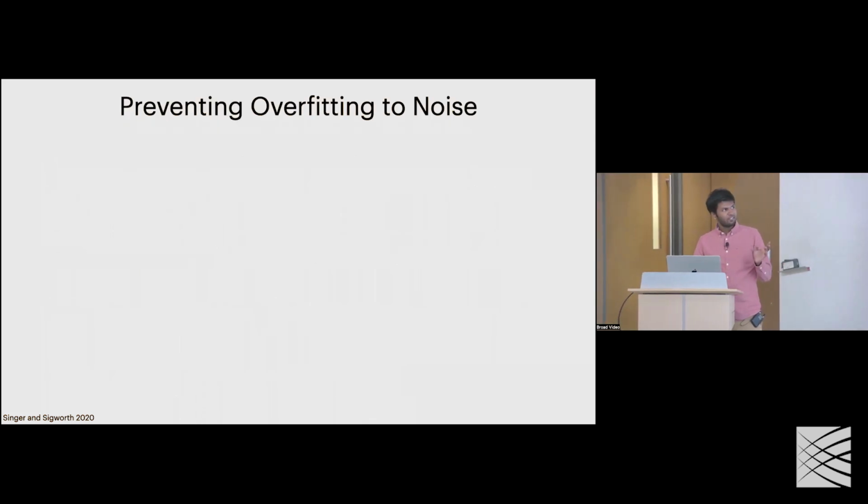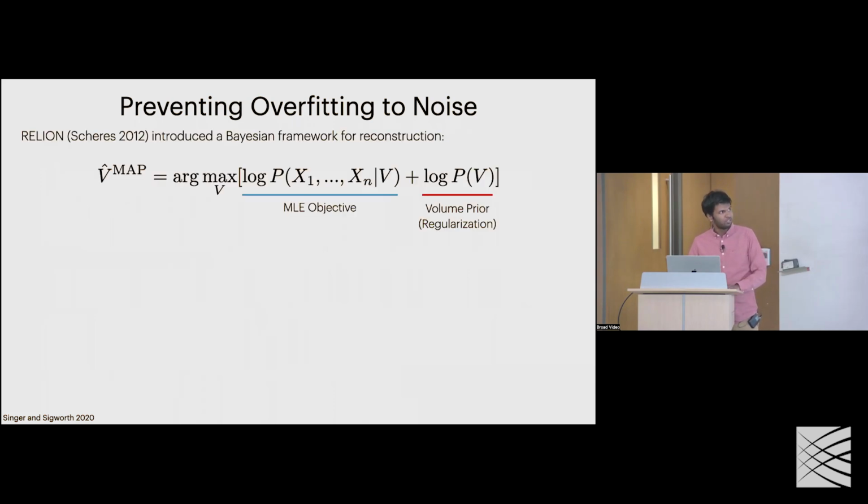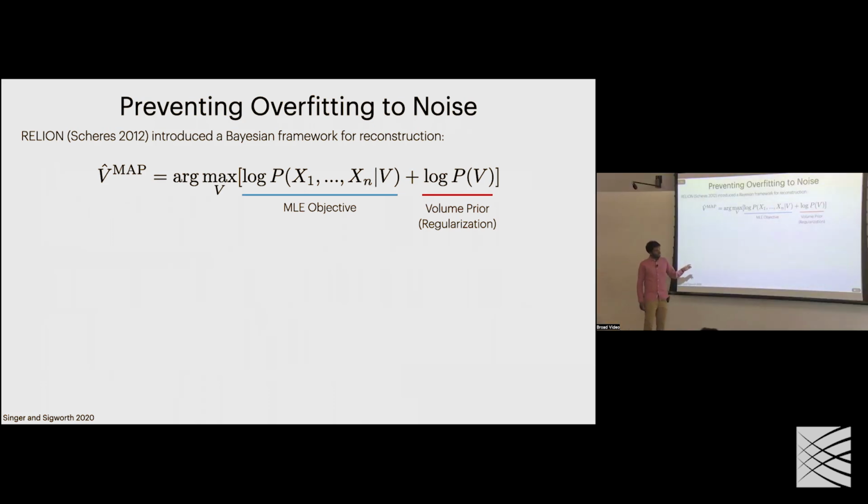The second innovation pertains to how we prevent overfitting our parameters to the noise in the images. This was introduced by RELION, which is a different software package. The idea is that the objective I presented was the maximum likelihood estimator. But you can also formulate this in a Bayesian framework and do a maximum a posteriori objective. So the MAP estimator is going to have the MLE objective along with a prior term, which serves as regularization.